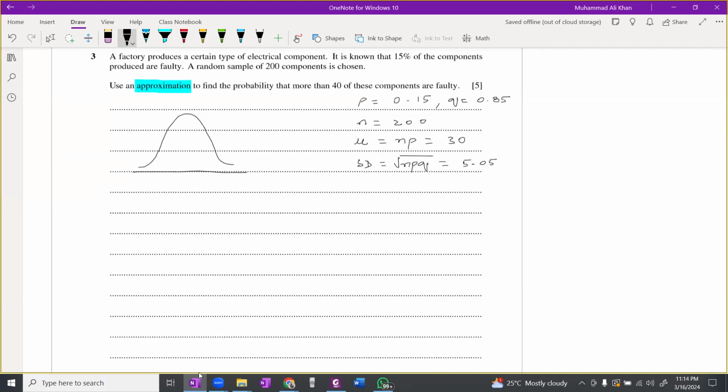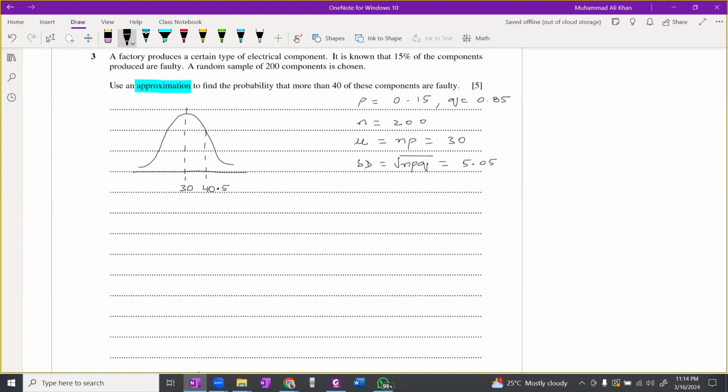अब आइए वर्किंग आगे करते हैं. हमसे क्या कहा गया? यूज एन अप्रोक्सीमेशन टू फाइंड द प्रोबेबिलिटी दैट मोर देन 40 ऑफ दीज कंपोनेंट्स आर फॉल्टी. व्हाट इज द मीन ऑफ दिस डाटा? मीन ऑफ द डाटा इज 30 and we need to calculate the probability which is more than 40. अब आप देखिए जब भी अप्रोक्सीमेशन का क्वेश्चन होगा और अगर हमें मोर देन 40 कैलकुलेट करना है तो हम इसमें 40.5 यूज करते हैं बिकॉज ऑफ द अप्रोक्सीमेशन, बिकॉज ऑफ द कंटिन्यूटी करेक्शन.